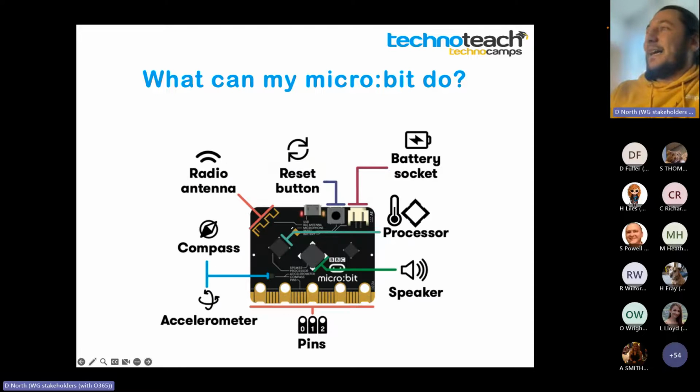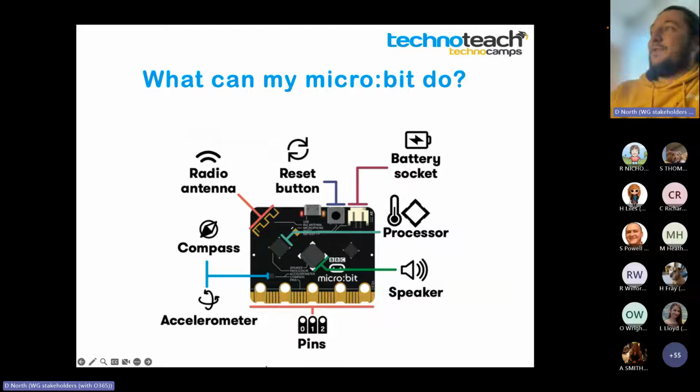And then again, on the back, even more things built into it. We've got a radio antenna, so the microbits can communicate with one another. So you can create networks of microbits over Bluetooth. You can connect it to a battery so that you don't need it continually plugged into your computer. It now has a speaker in it as well. It's not the biggest speaker, but it can play a whole range of different sounds.